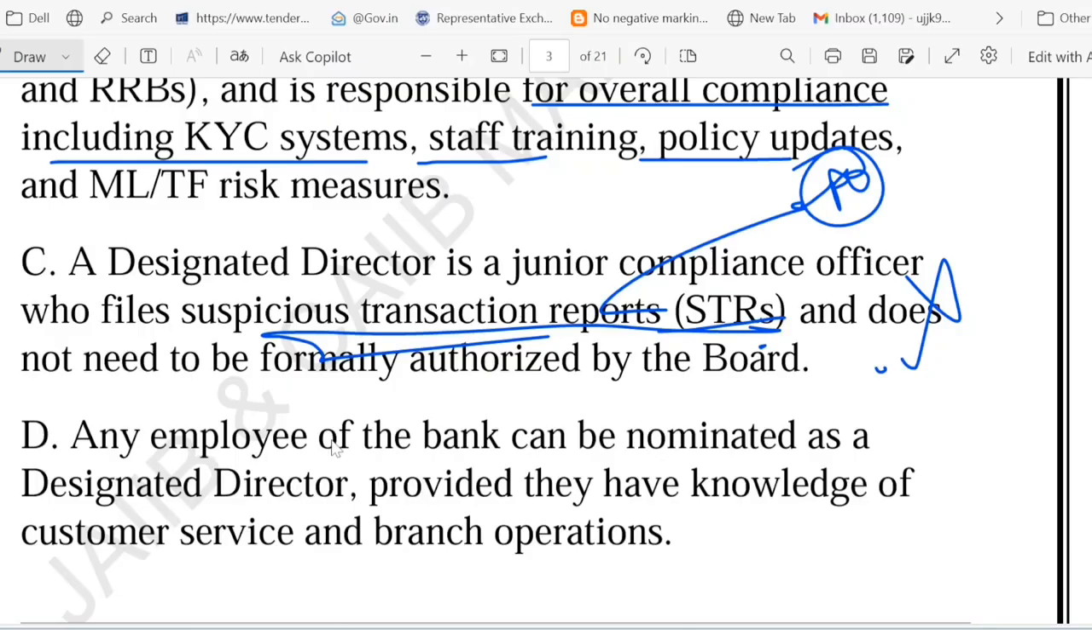It says any employee. This is wrong again. It has to be someone at the top management level, right? Not just any staff who knows customer service.